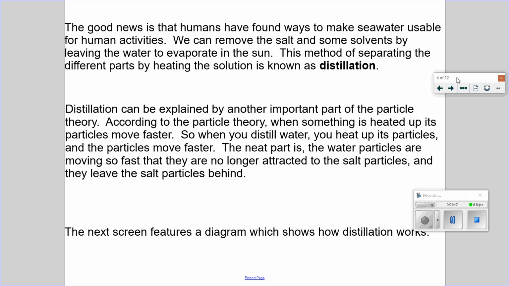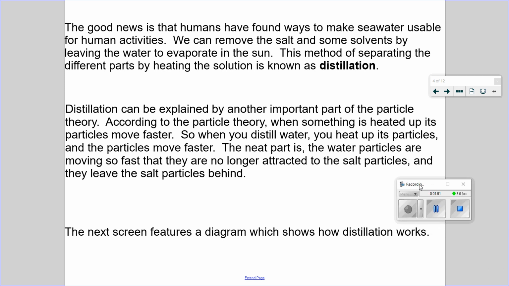The good news is that humans have found ways to make seawater usable for human activities. We can remove the salt and some solvents by leaving the water to evaporate in the sun. This method of separating different parts by heating the solution is known as distillation.